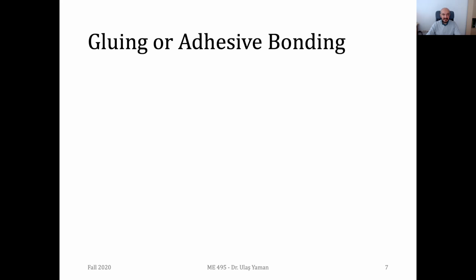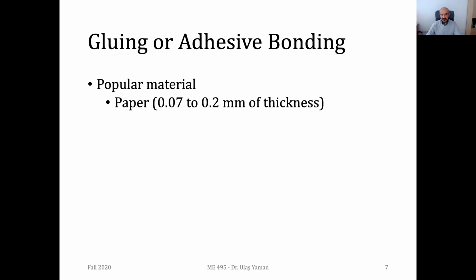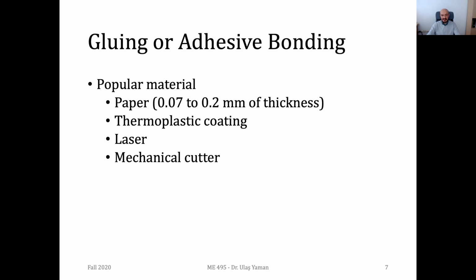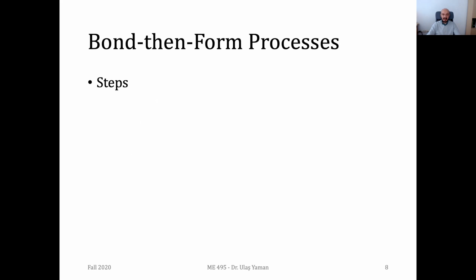Now let's briefly look at the first case, gluing or adhesive bonding. It's not complicated, a very popular solution. We usually make use of papers, since with metals you cannot have glue underneath and simply join them by adhesive bonding. It's only possible with paper. On the back side of the paper, we have a special coating, and we can make use of a laser to cut this sheet of paper, or mechanical cutters can also be used. Mostly we perform bond and then form operation. So we are bonding the layers to each other and then doing forming and cutting operations. But there are also some cases where we form the sheets first and then bond them together.